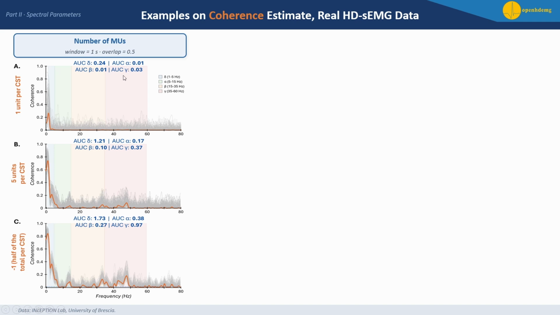You can also see that the area under the curve for each frequency band has dramatically increased, by comparing the area under the curve values of the delta, alpha, beta, and gamma bands from the first case to the last case. Now let's go to the second parameter, which is our window duration. We keep all the motor units involved now, and we go with zero overlapping for this.